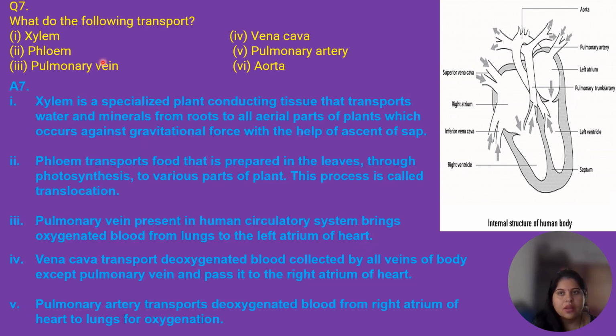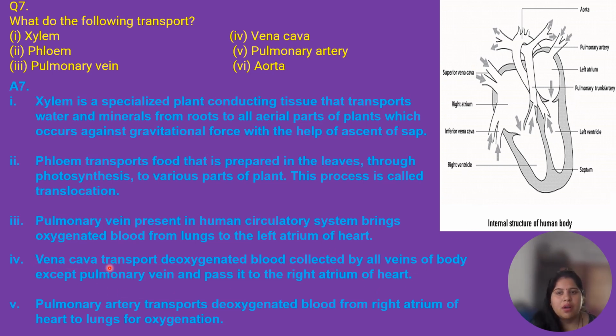This is important. Where is the pulmonary vein here? Pulmonary vein, and there will be lungs, and through the lungs the oxygenated blood is transferred from the lung to the left atrium. Where is the left atrium? This is the left atrium.